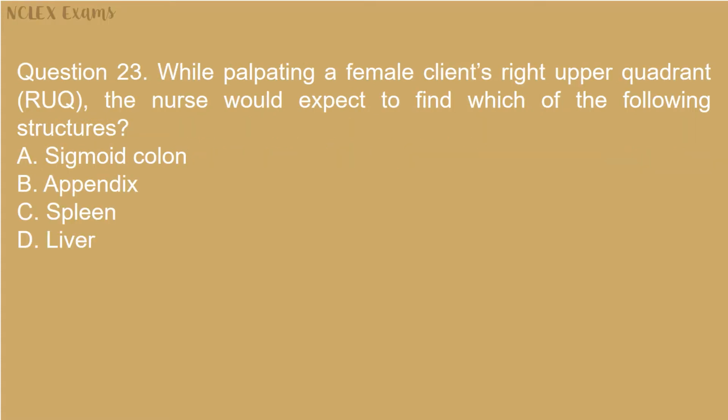Question 23. While palpating a female client's right upper quadrant, the nurse would expect to find which of the following structures? A. Sigmoid colon. B. Appendix. C. Spleen. D. Liver.